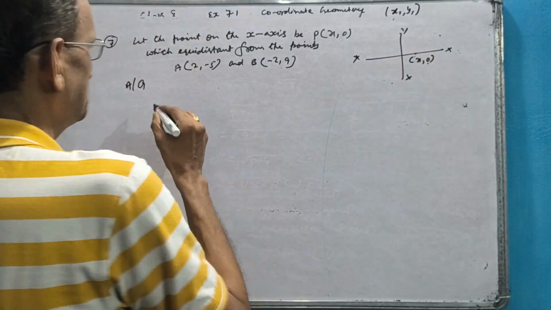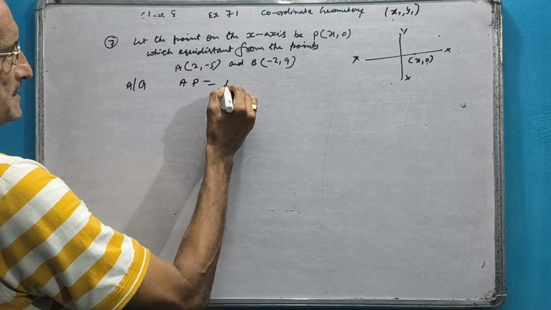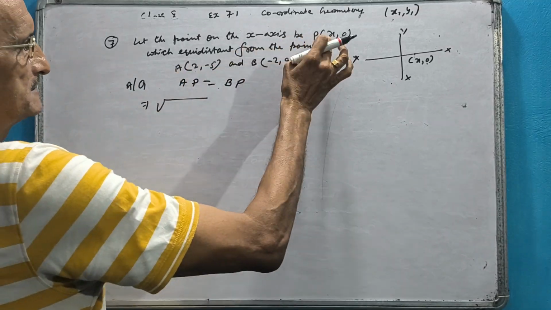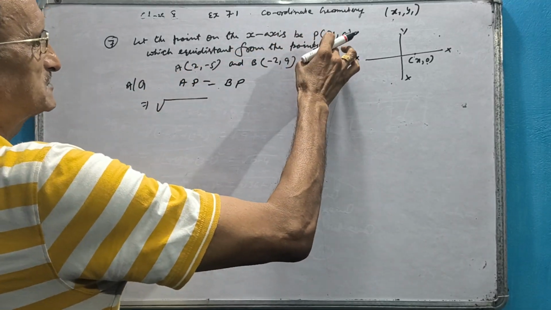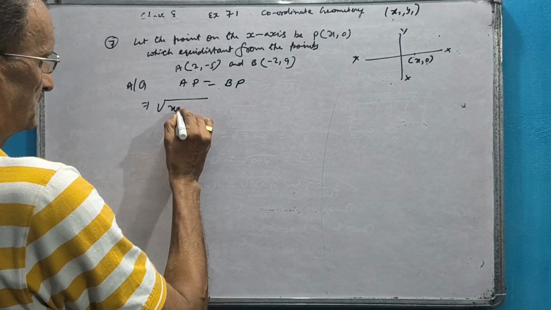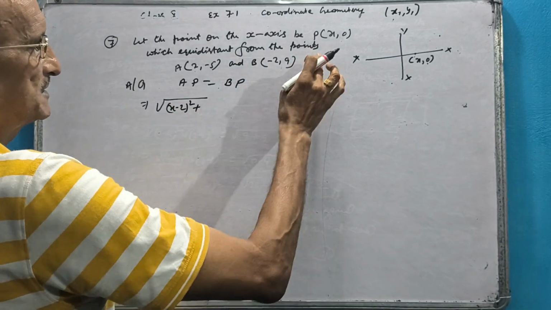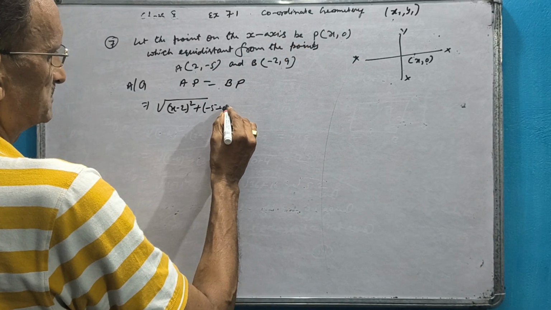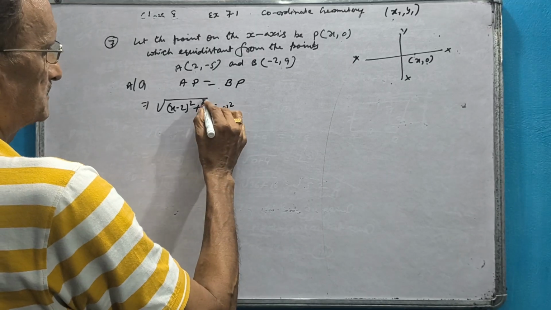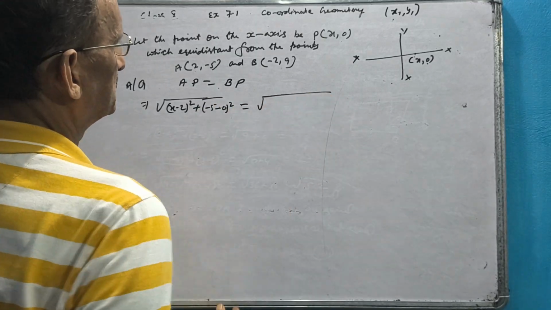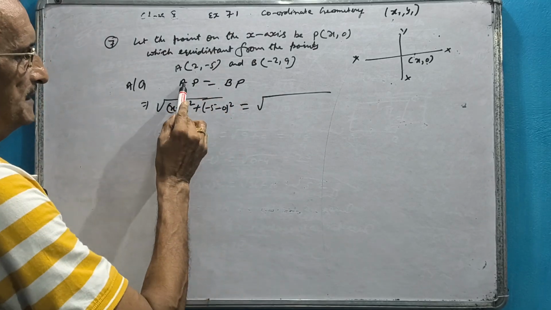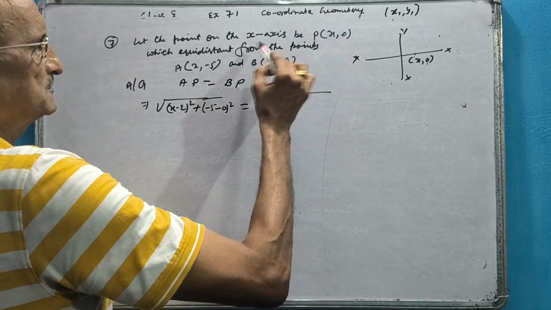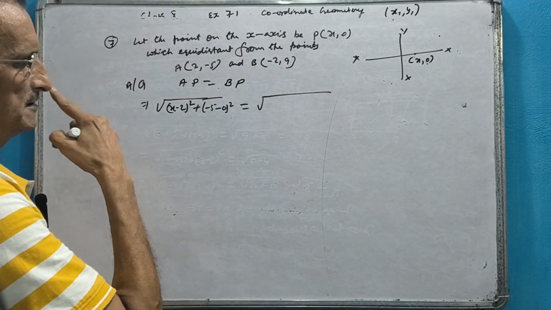So AP equal to BP. Actually it is given AP equal to BP. So what is AP equal to? See, A and P. You can write x minus 2 whole square, plus y2 minus y1 whole square, that is 5 minus 0 whole square. Okay, so how much will you get? That is equal to, what is BP? We have got AP, no? x minus 2 whole square plus 5 whole square, the same thing only.